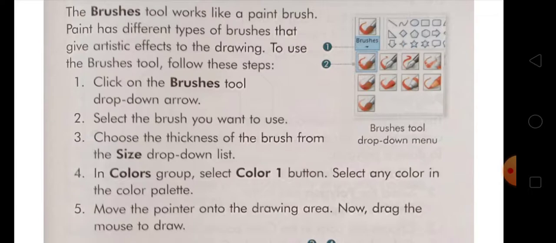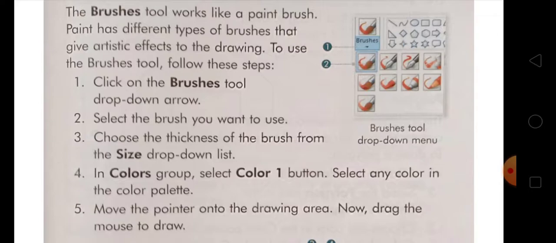Fourth, in the colors group, select the color 1 button. In the colors group, you have to confirm that the color 1 button is selected. Select any color in the color palette, and move the pointer onto the drawing area. Now drag the mouse to draw.